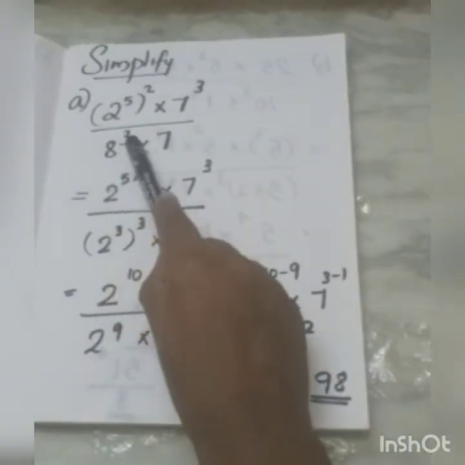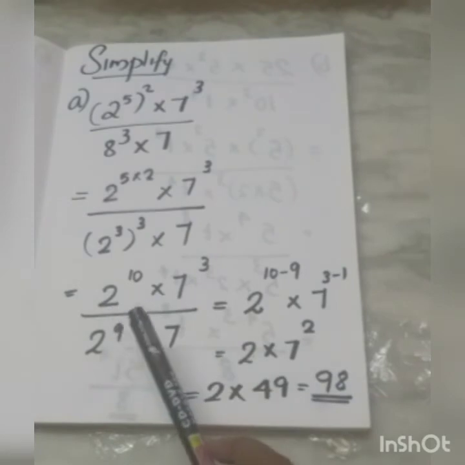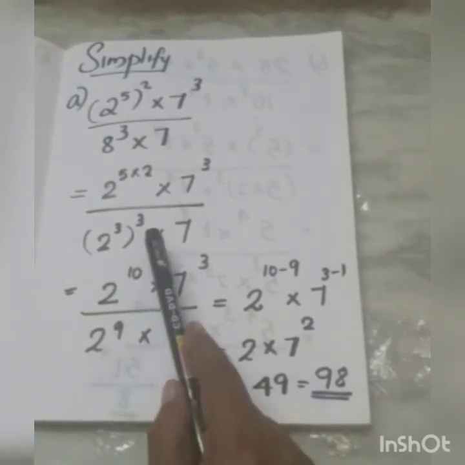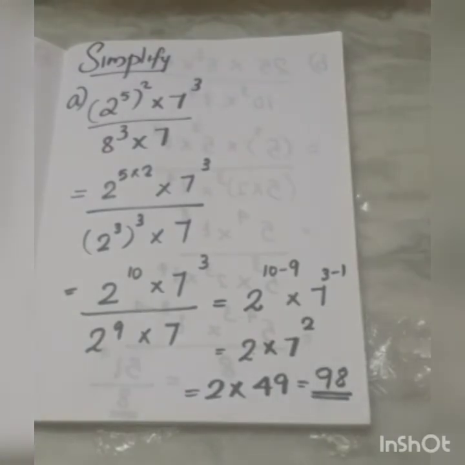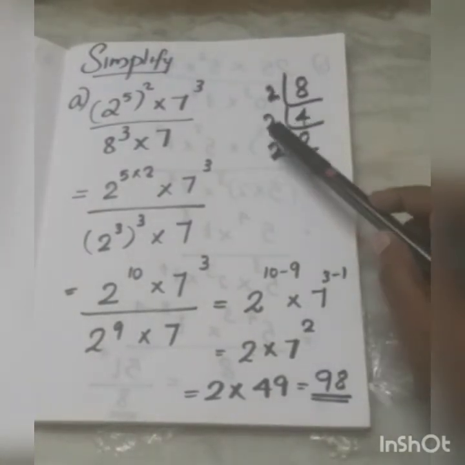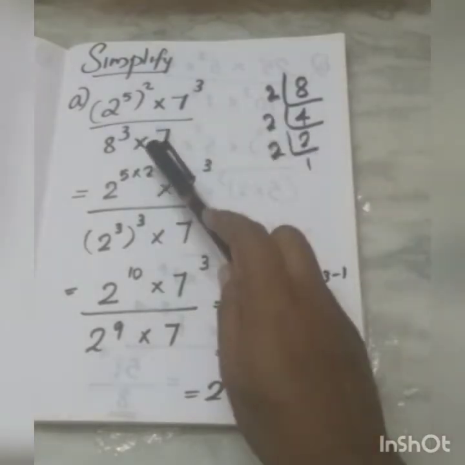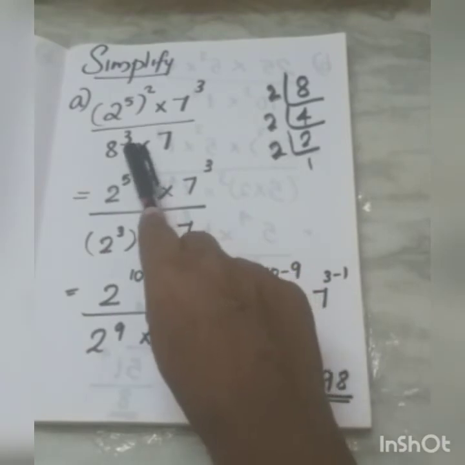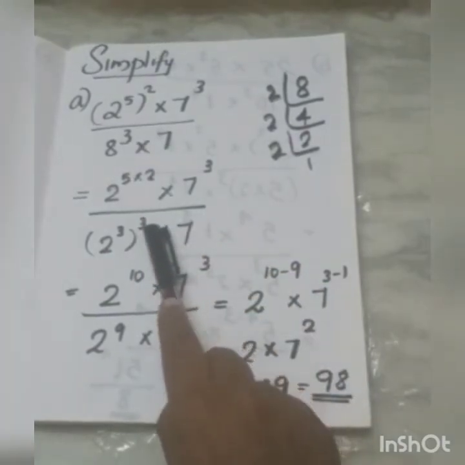Now 8 cube. This 8 I am going to represent as 2 cube, isn't it? When we prime factorize 8, how can we do that? We get 2 into 2 into 2, that is 2 cube. So instead of 8, I wrote 2 cube. Then already one power is there for 8, that is cube. So that whole cube into 7.